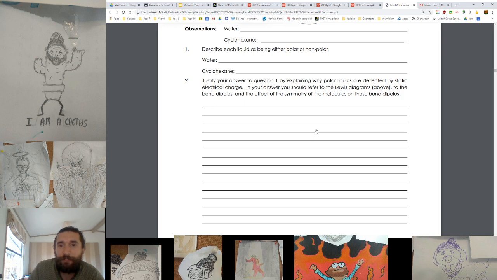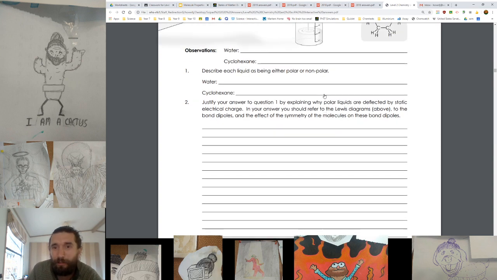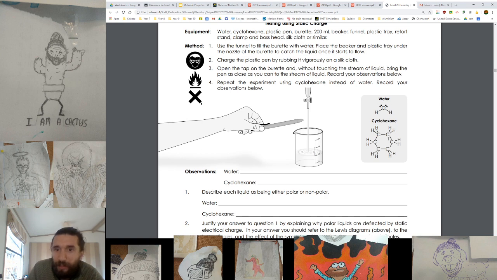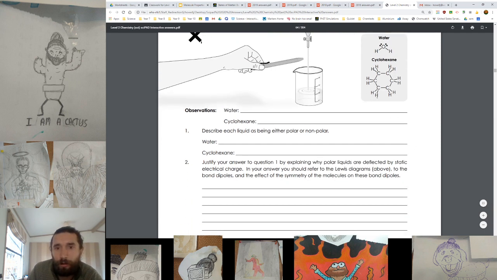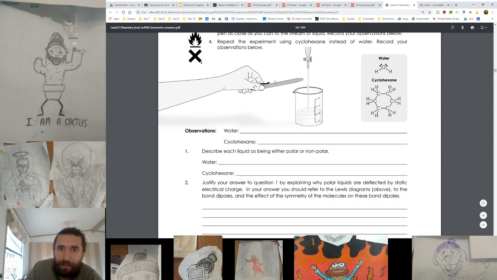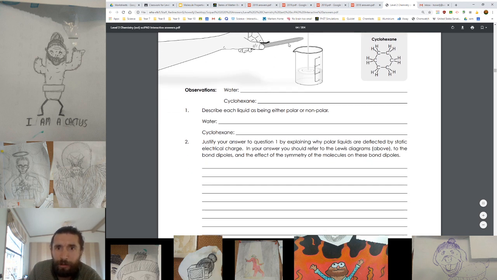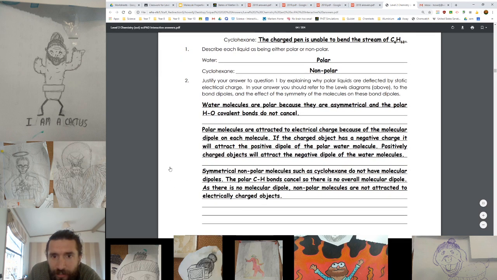Explain why polar liquids are deflected by static charge. In your answer, you should refer to a Lewis diagram above, to the bond dipoles, and to the effect of symmetry of the molecules on these bond dipoles. So if you look at these two, you can see that water is in a bent shape and the dipoles do not cancel out, while cyclohexane is very symmetrical, even though it's really big. So the dipoles do cancel out, so it's going to be non-polar. And when you rub the pen on your hair, you're charging it, removing electrons from it, making it positively charged, so you're attracting it, I believe. Is it positively charged? Yes.